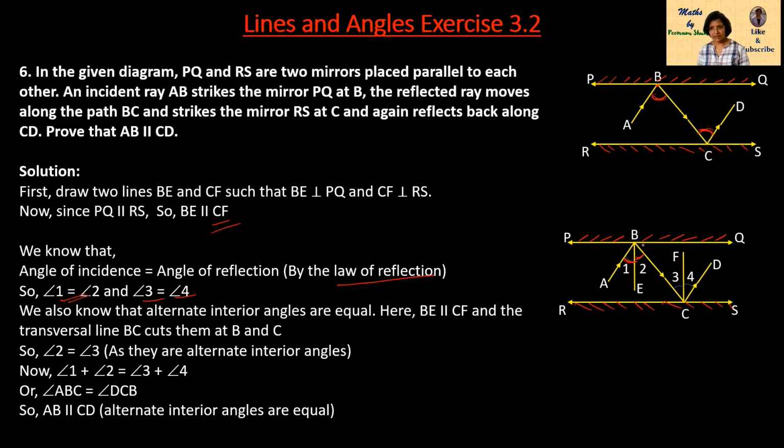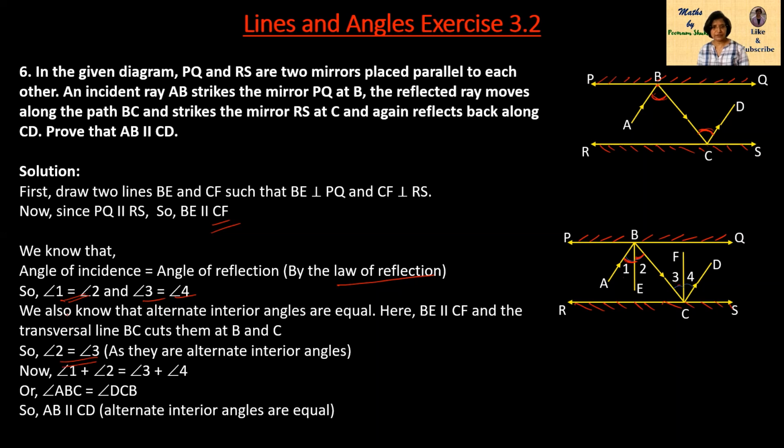Now we have drawn these two parallel lines BE and CF. So here which line will be the transversal? BC will be the transversal for these two parallel lines. So BC is the transversal and BE and CF are parallel. So what will be the alternate interior angles? Alternate interior angles will be angle 2 and angle 3, and those will be equal, which I have written here. Angle 2 equals angle 3.